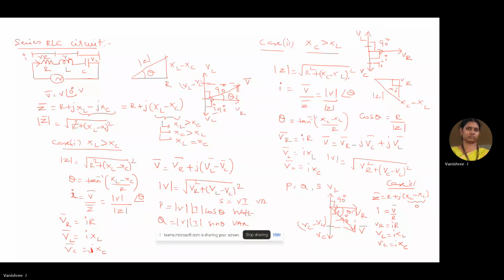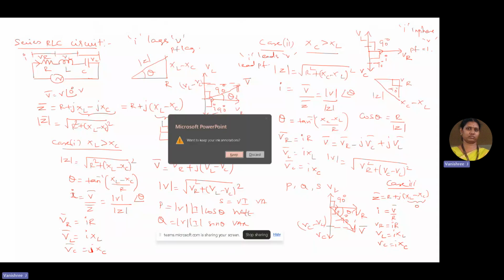of case 3. So in the first case, I lags the voltage and the power factor is lagging power factor. In the second case, I leads the voltage and the power factor is leading power factor. And in the third case, I is in phase with the voltage and the power factor is unity. So I hope now you might have understood clearly the behavior of the circuits.